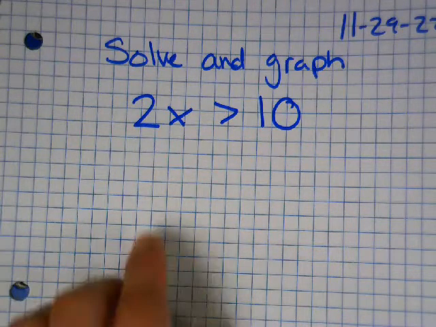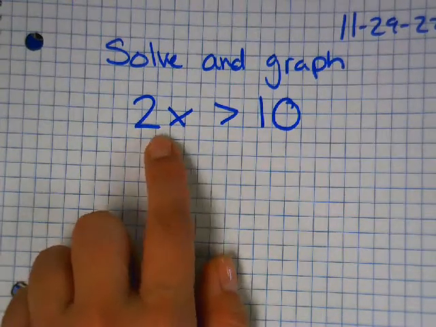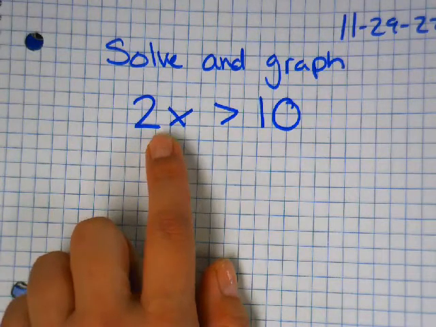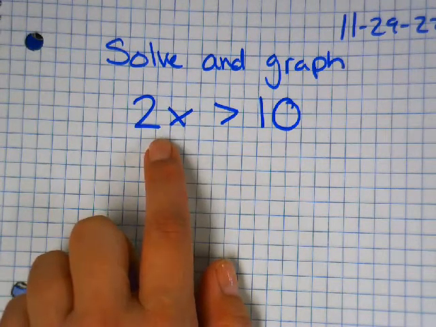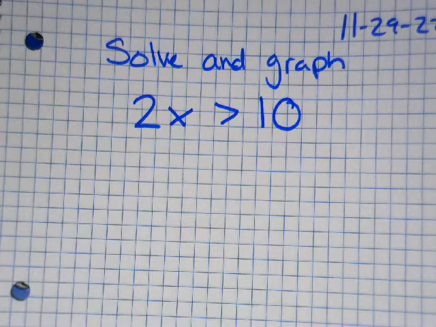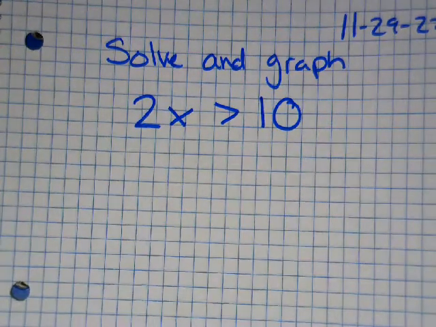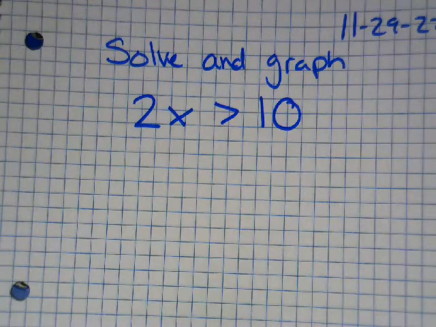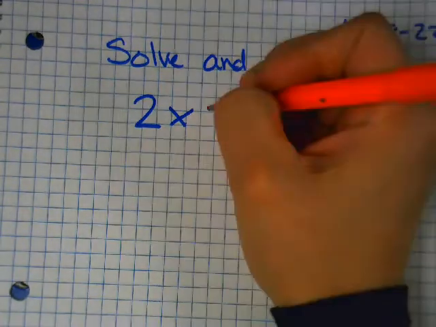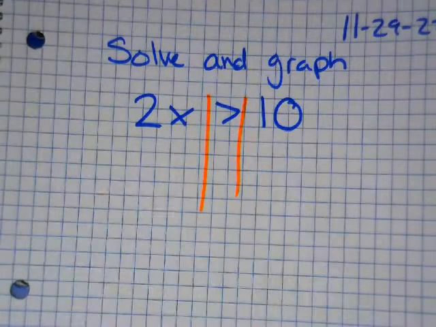Okay, what does it mean when they're right next to each other? Multiplication. This means 2 times x. So what is the opposite of 2 times x? Dividing. So you're going to be dividing. You want x by itself, all by itself. So I have to move this number 2.